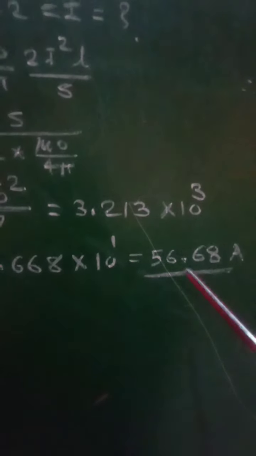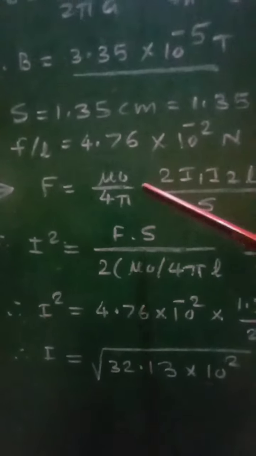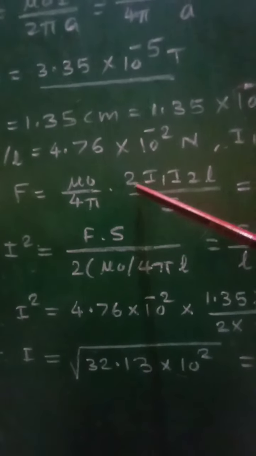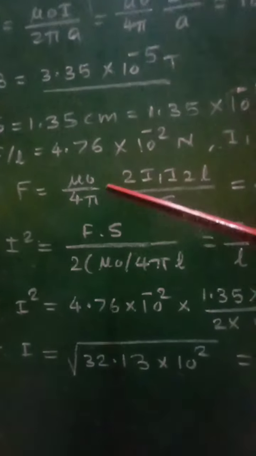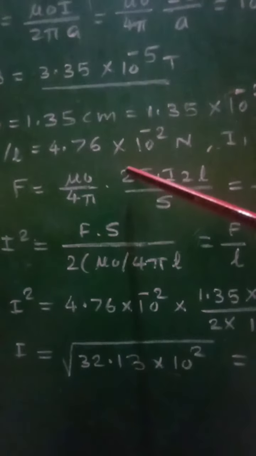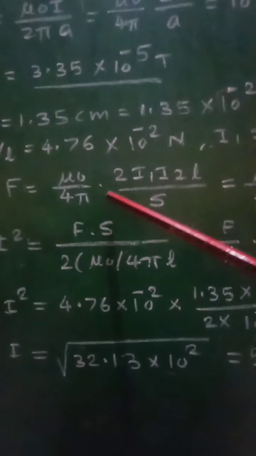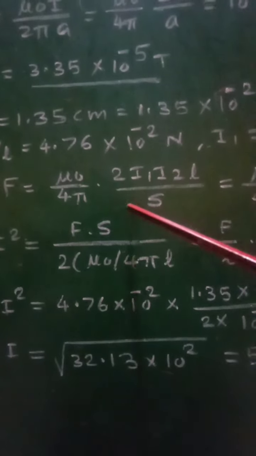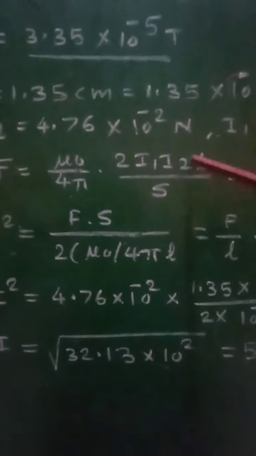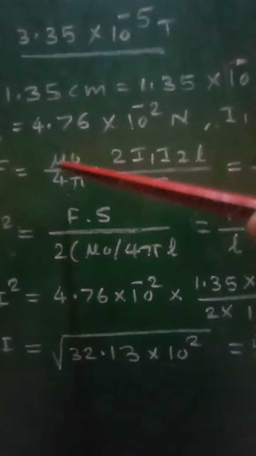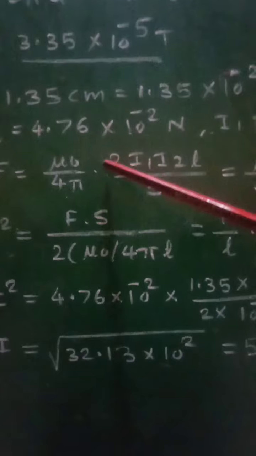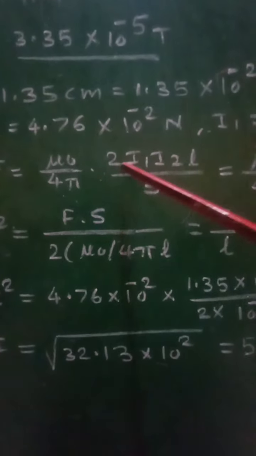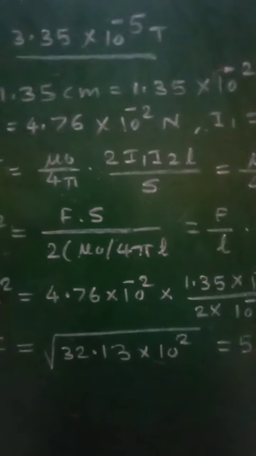So in this way, the formula F equals mu 0 upon 4 pi into 2 I1 I2 L upon S is obtained from mu 0 I1 I2 L upon 2 pi S. From that formula, this formula is directly given by multiplying and dividing that term by 2, giving mu 0 upon 4 pi into 2 I1 I2 L upon S.